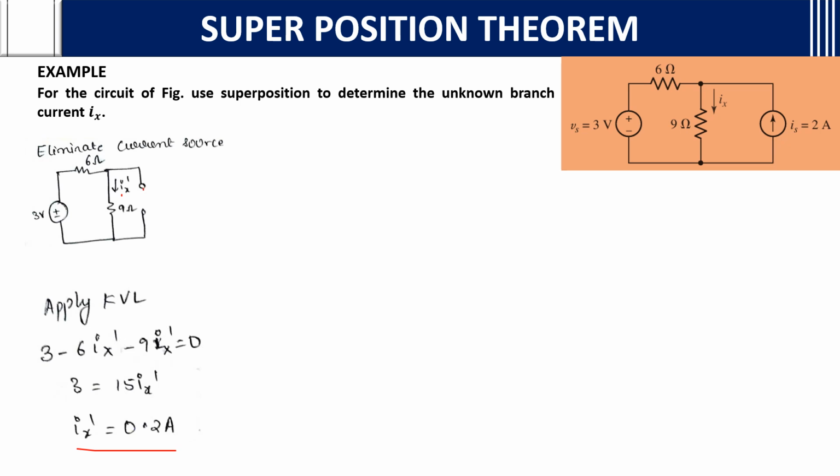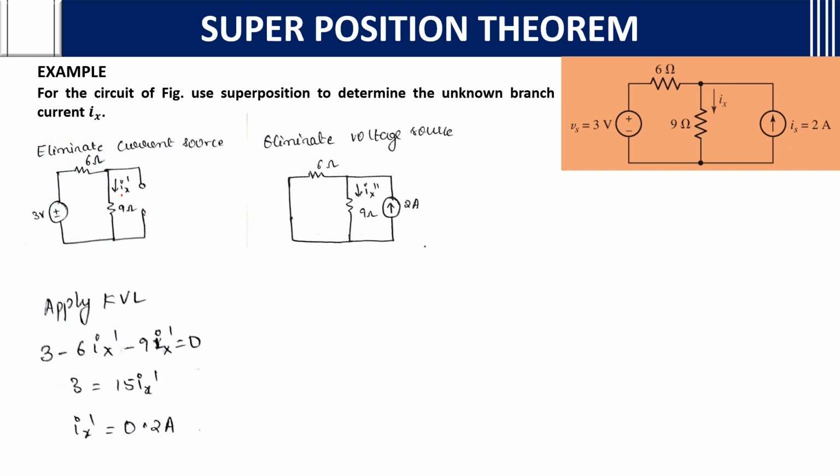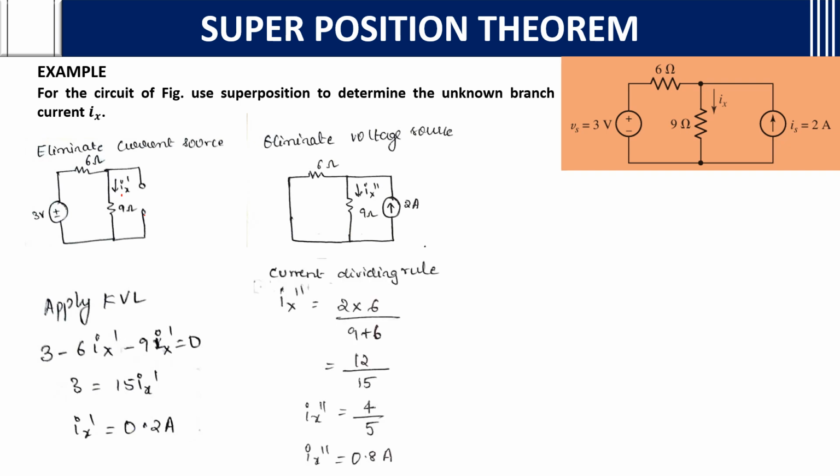Initially, we removed the current source and saw the effect of the voltage source on the network. Now we will remove the voltage source and see how the current source acts on the network. How do we need to do that now? Here we can apply the current dividing rule.